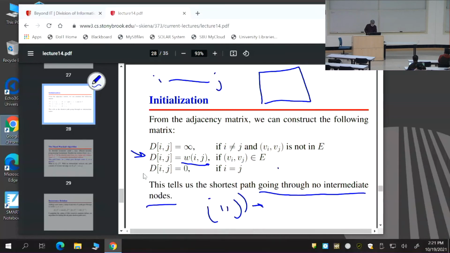If I is equal to J, what's the shortest path from I to I? If I'm not allowed to go through any intermediates, just stay where I am. It's still zero, right? And if I and J are not connected by an edge, then what's the shortest path from me to you that goes through nobody else? It's infinite, right? There's no way of getting to it. Does everybody agree that this defines the cost matrix of the shortest path between any pair of vertices going through no intermediate nodes? Okay? Any questions about that?